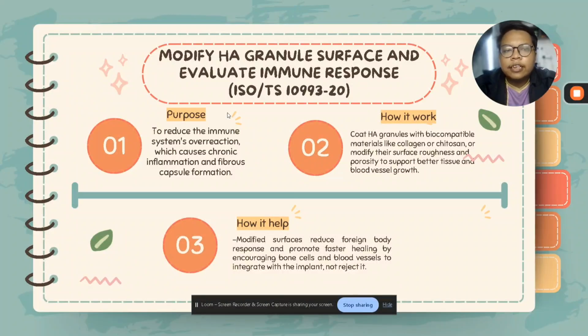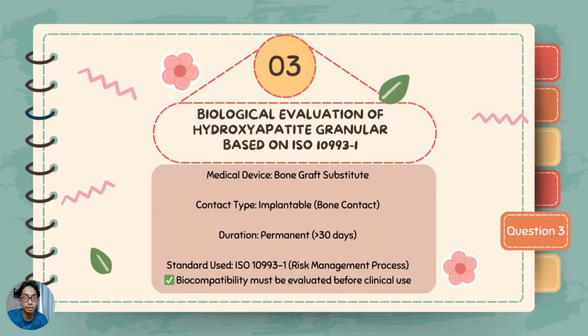Coat the HA granule with biocompatible material like collagen or chitosan, or modify the surface roughness and porosity to support better tissue and blood vessel growth. How can it help? By modifying the surface, it reduces foreign body response and promotes faster healing by encouraging bone cells and blood vessels to integrate with the implant, not reject it.